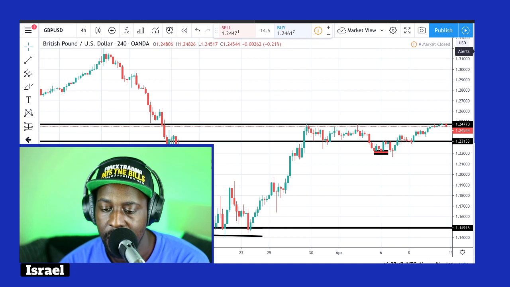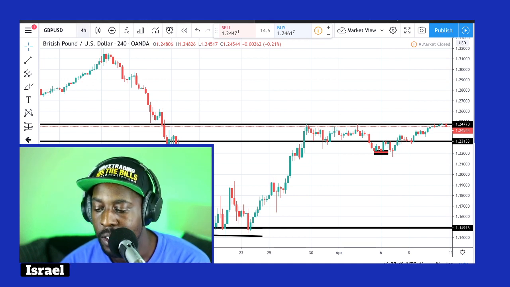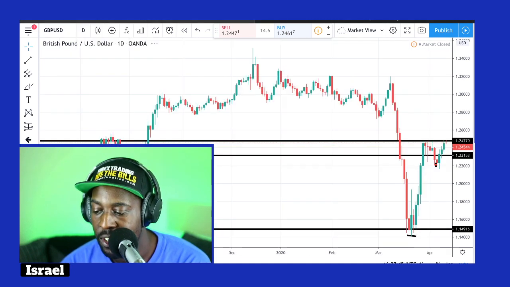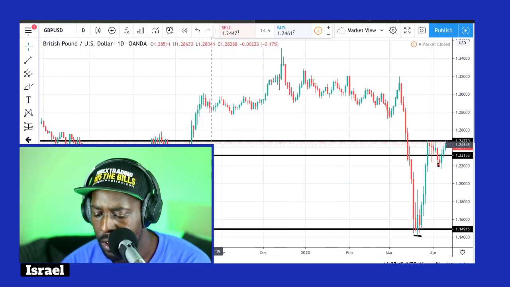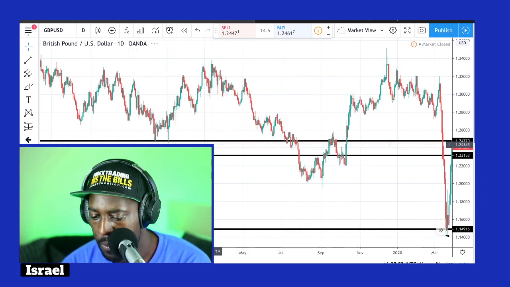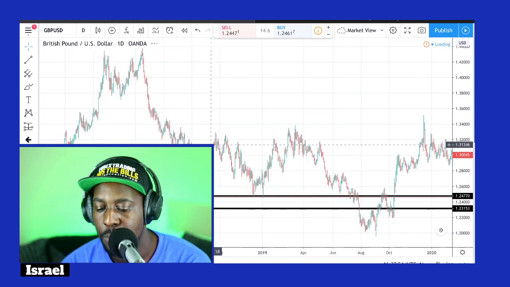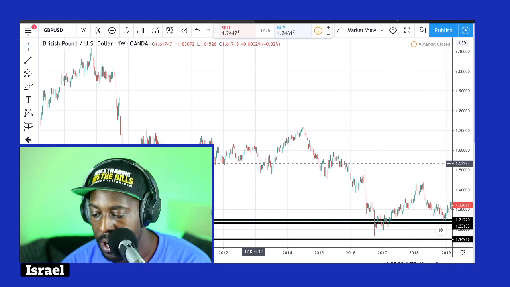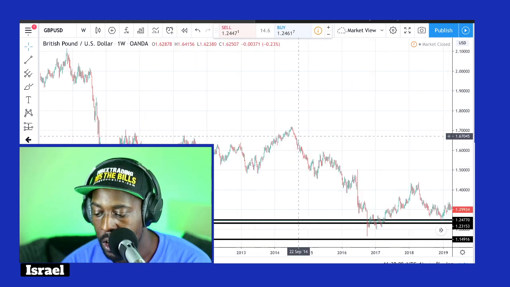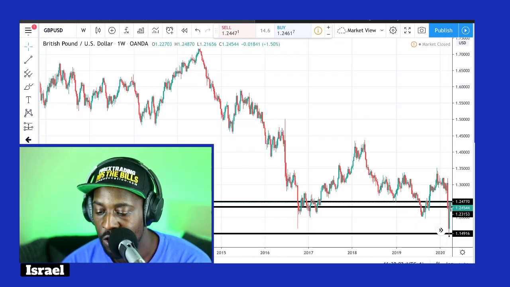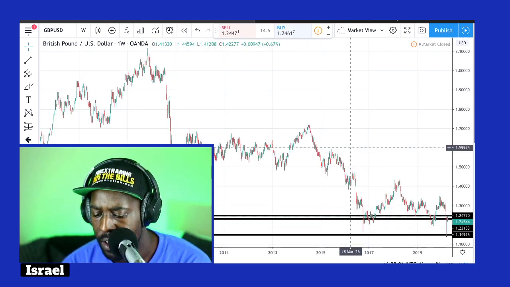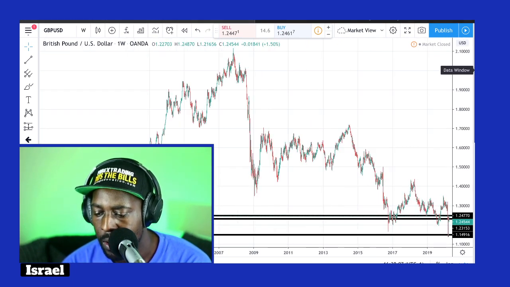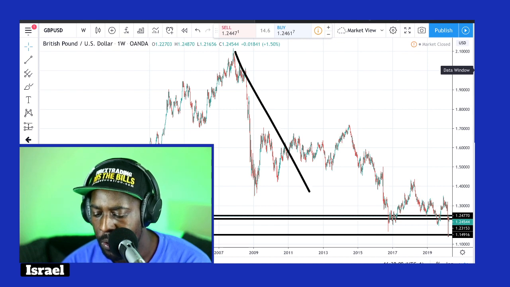Reason being, let's go up to a higher time frame. Let's go to the daily view. And you can pretty much see, let's zoom this in. Or at this point, you might as well go to a weekly view. You can see what price has been doing, going back similar to the Australian dollar, 2008, 2009. What price has actually been doing?